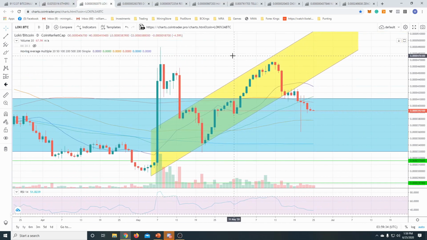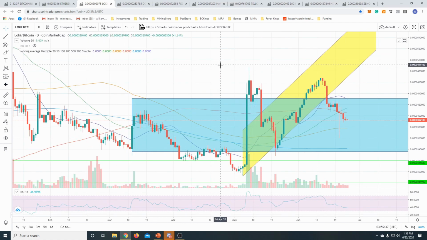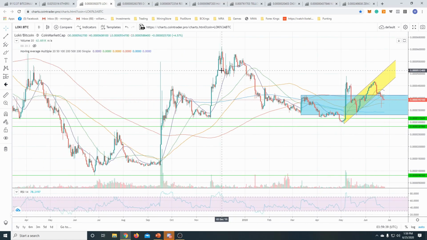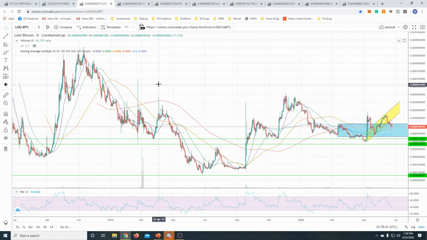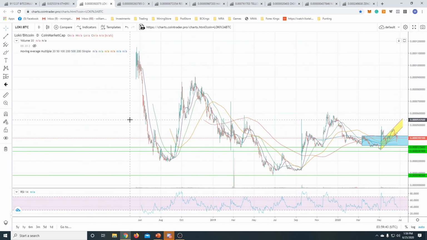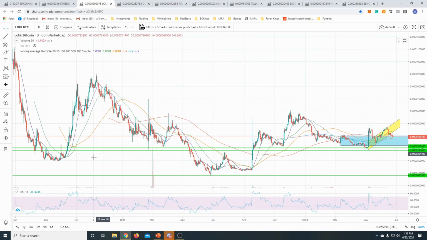Loki is one of the projects that we invested quite heavily into back in early 2018, at the start, when they were founded. Pretty sure it was June 2018 or May area. We picked up quite a lot down at this area here. We weren't early investors. This is around about when they started releasing nodes. So we've had some really good positions over the long term in Loki.